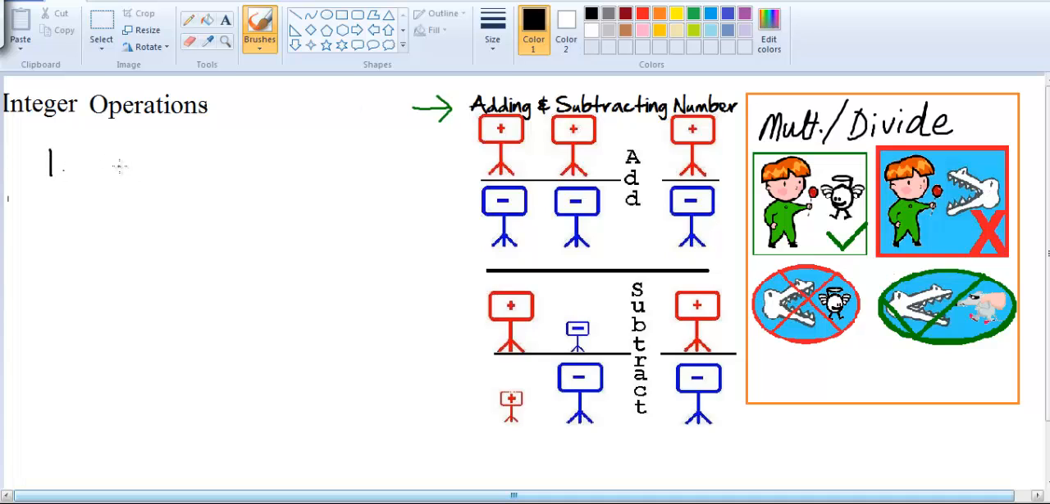Here are a few problems for you to practice with. Negative 5 plus 3. The second one, 21 minus 5.